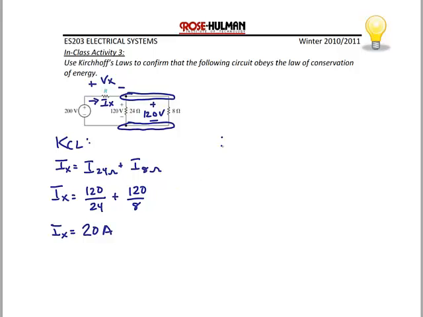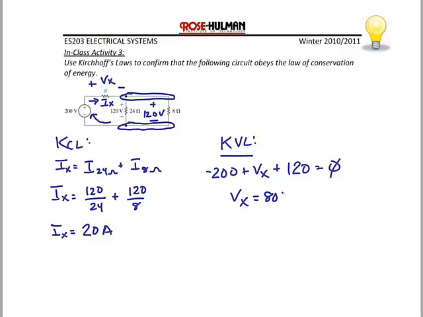Now let's use KVL to find Vx. I'm going to do KVL around this loop on the left. So if we look at the 200 volt source, that's our voltage rise, -200, plus Vx, the voltage drop across the R resistor, or the unknown resistor, plus the voltage drop across the 24 and 8 ohm resistors, which is 120 volts, and that equals 0. So I have one equation and one unknown. So solving for Vx, Vx is equal to 80 volts.